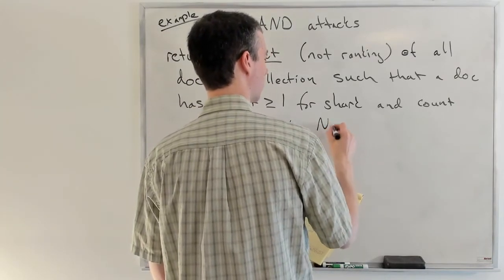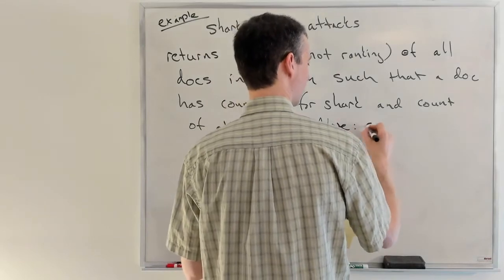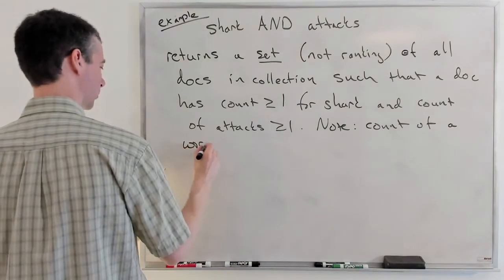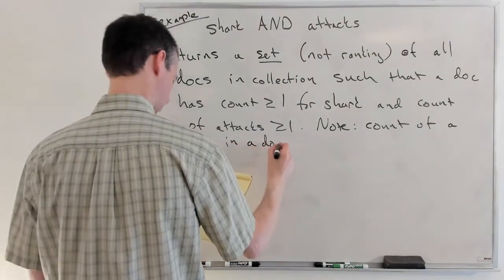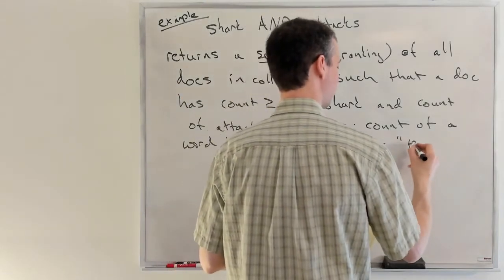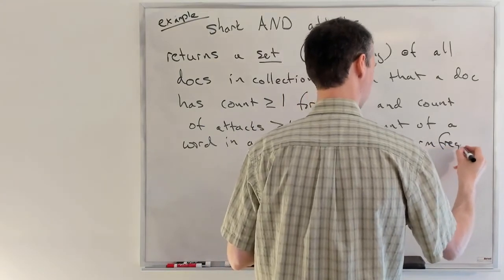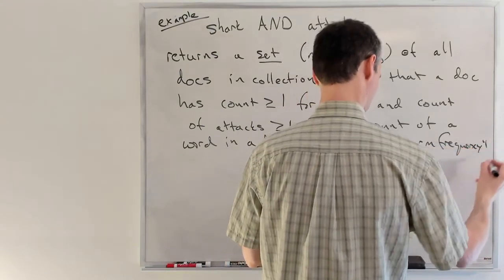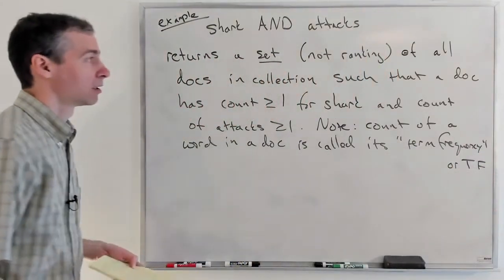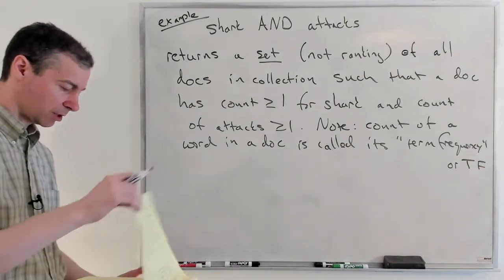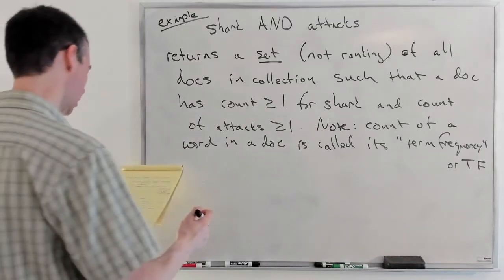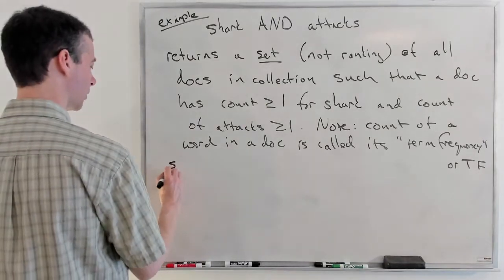Remember that the count of a word in a document is called its term frequency, or TF. All right. So let's take a look at how this would work. We would have a posting list for the shark postings.